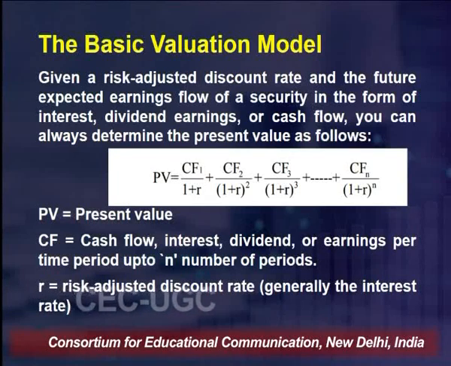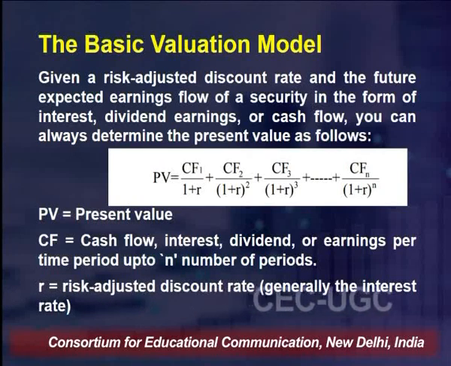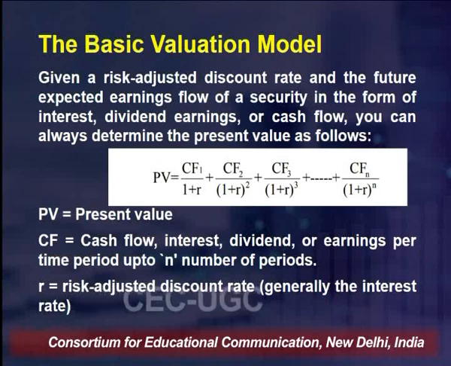So, how can you calculate this entire value? As you can see here on the screen, given a risk-adjusted discount rate and the future expected earnings flow of a security, in the form of interest, dividends, or cash flow, when you know that you have all the values with you. So suppose we have a 3 year investment horizon. So we have CF1, CF2 and CF3, the cash flows which we are expecting at the end of year 1, at the end of year 2 and at the end of year 3.